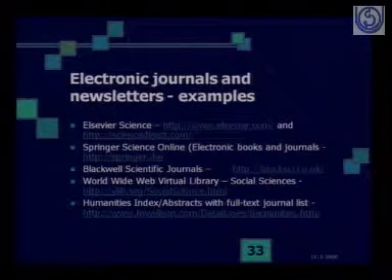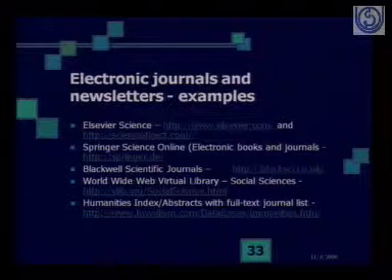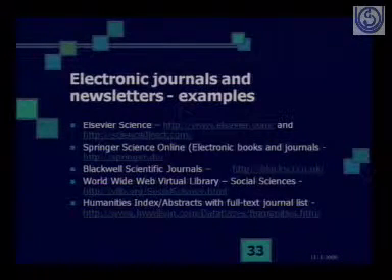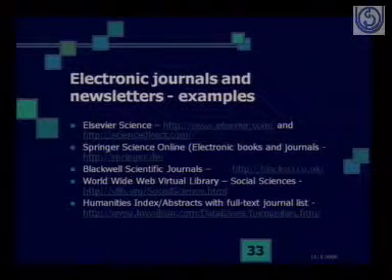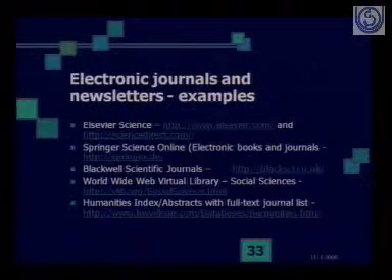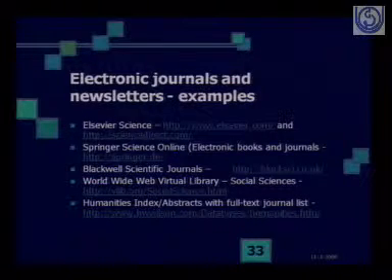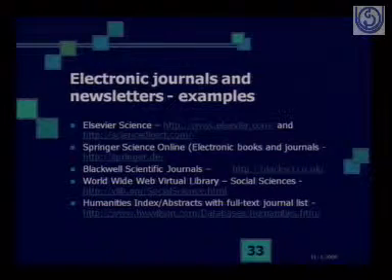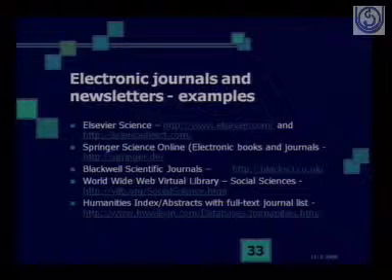Some examples of e-journals and newsletters are given here. Some top publishers like Elsevier, then Springer Science Online, Blackwell Scientific Journals, Humanities Index abstracts with full-text journals, World Wide Web Virtual Library in social sciences. So these are some of the examples of e-journals.